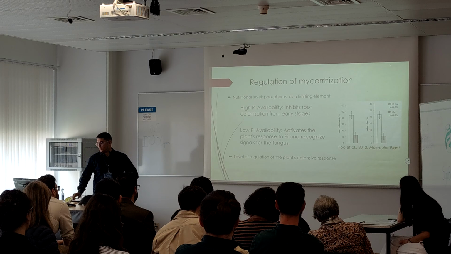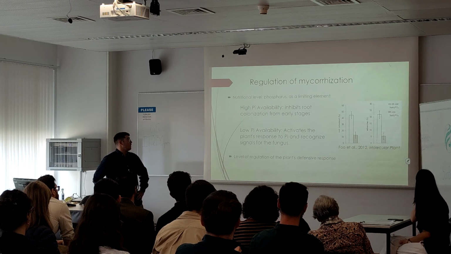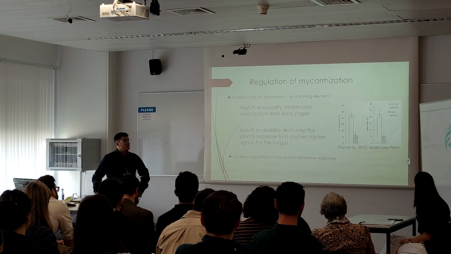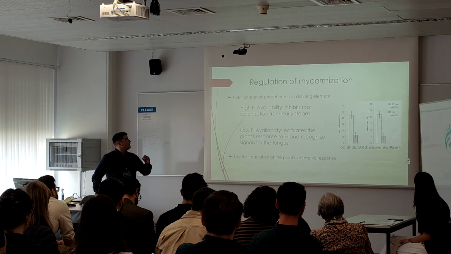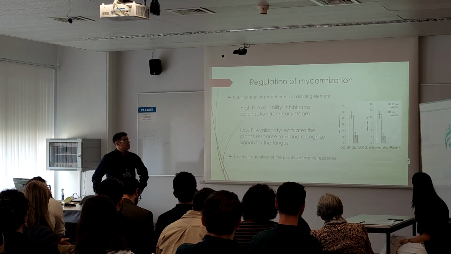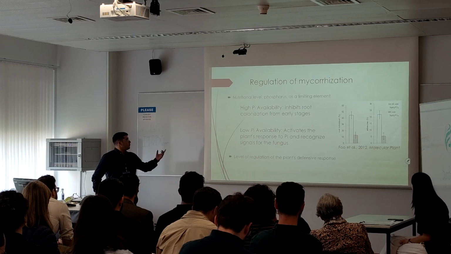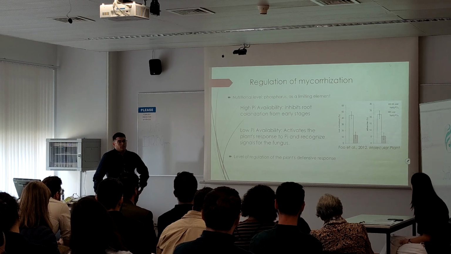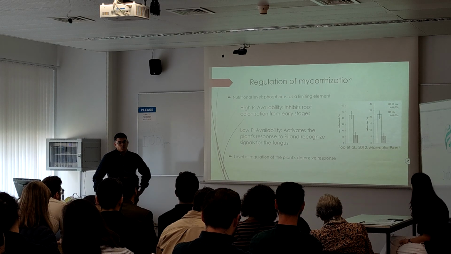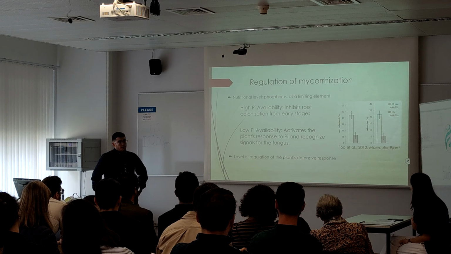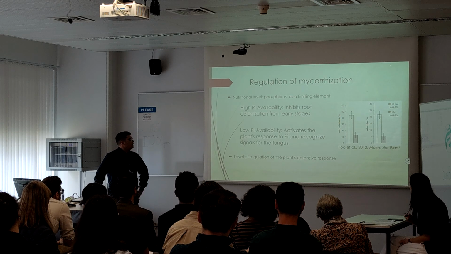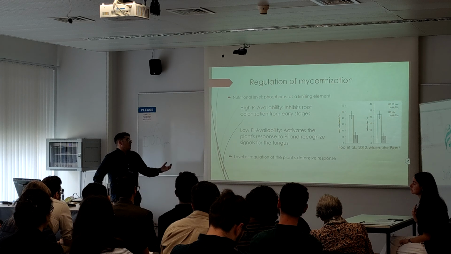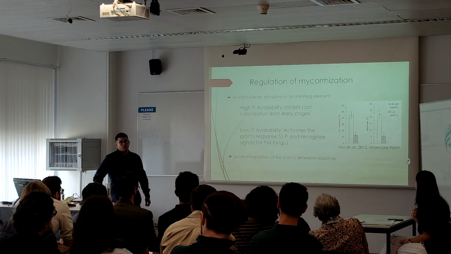Another important point in this process is the regulation of mycorrhization. We have two important levels here. The first one is the nutritional level, where phosphorus is a limiting element, and we have two possibilities. The first possibility is high phosphate availability in the soil, when the soil has enough nutrients for the plant to survive without necessarily needing the fungi. This inhibits root colonization from an early stage.